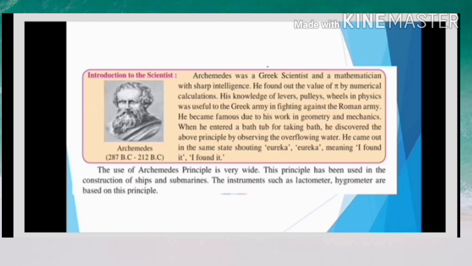Introduction to the scientist Archimedes. Archimedes was a Greek scientist and mathematician with sharp intelligence. He found out the value of pi by numerical calculation. His knowledge of levers, pulleys, and wheels in physics was useful to the Greek army in fighting against the Roman army. And he became famous due to his work in geometry and mechanics. When he entered a bathtub for taking a bath, he discovered the above principle by observing the overflowing water.